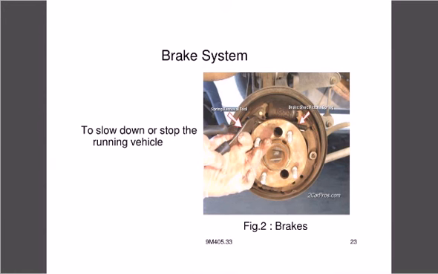This is the braking system, another control system. This is used to slow down or stop the running vehicle as and when required. This is generally done by means of brake shoes and a brake drum arrangement, which we will discuss in detail in the next classes.